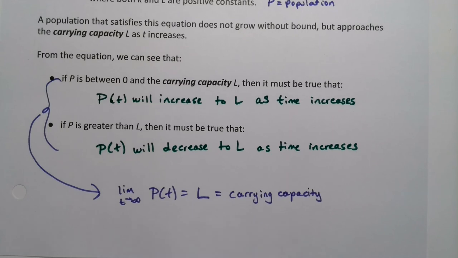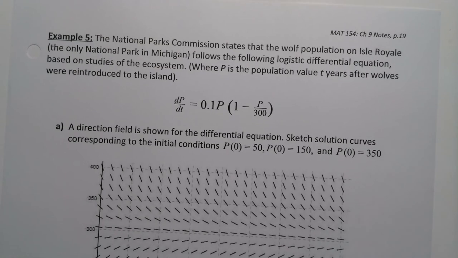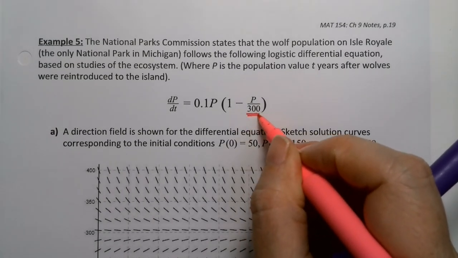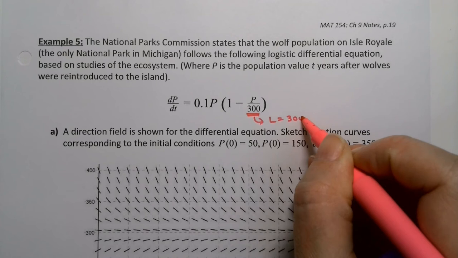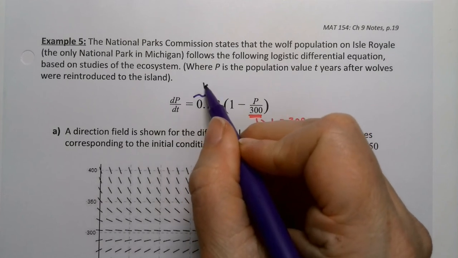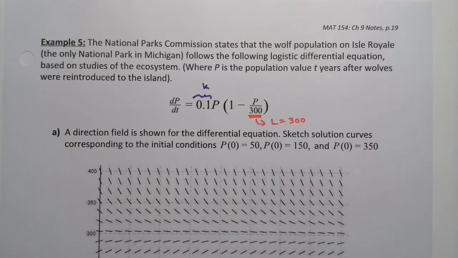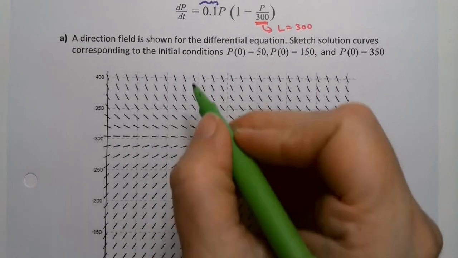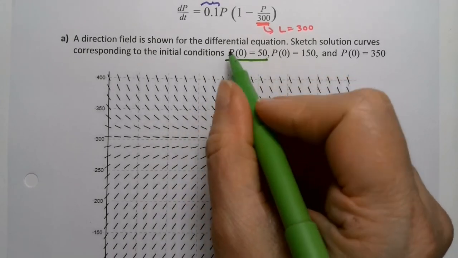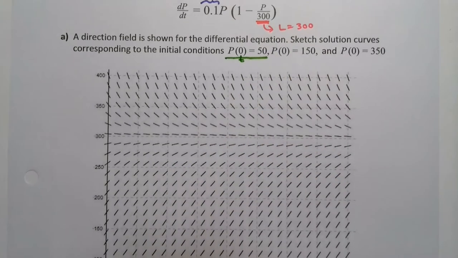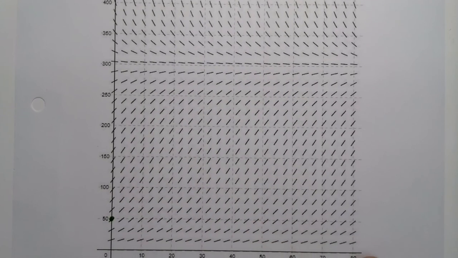All right, let's look at that example some more with the wolves on the island of Isle Royale. So we have a system here, and if you're sharp-eyed, you might realize that number right there means that L is going to be 300. This number right here is K, some constant based on your situation. And I have a direction field drawn below. And I want to draw values for 3 different P of 0 scenarios. So P of 0 means at time 0, I'm going to have 50 wolves. So I'm going to start off with 50 wolves. And of course I start off with the hardest one to draw.